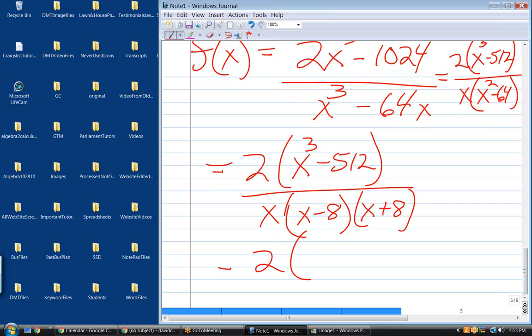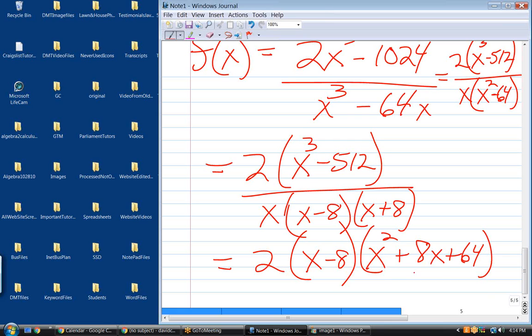x minus 8, and then times x squared. Always opposite sign. Right. Plus 8x? It's 8a times b. So yeah, 8x plus 64. And incidentally, that never is factorable. Right. Once you've factored a difference of cubes or sum of cubes, the quadratic you get, don't spend any time at all trying to factor. It won't ever factor. Okay.